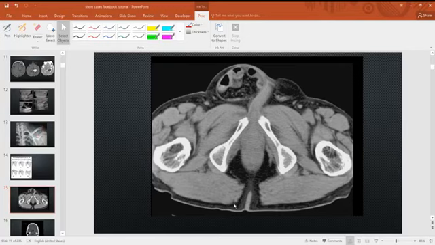Okay, let us see. Someone said it is bilateral inguinal hernia.